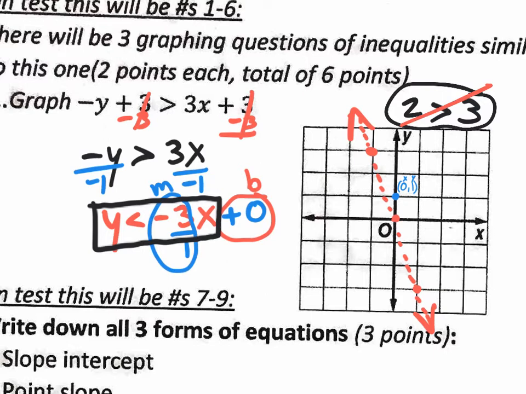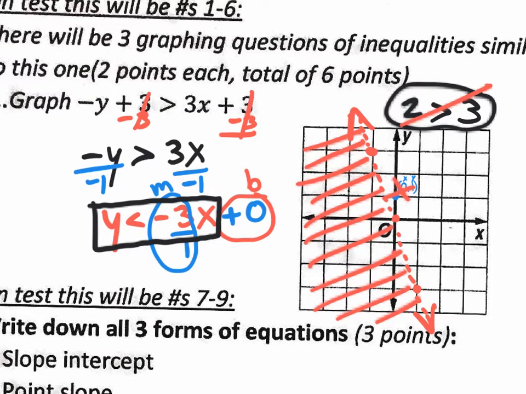So where are my answers at? On the other side of that blue dot. So I'm going to shade in this other side of the line where the blue dot's not at. Why? Because the blue dot did not work. That must mean that no points on that side work. All the points on the other side work.